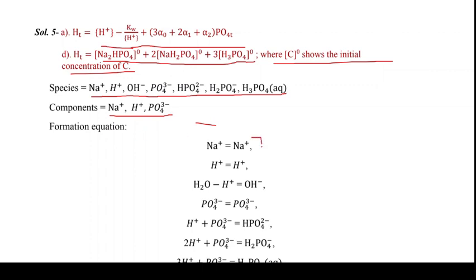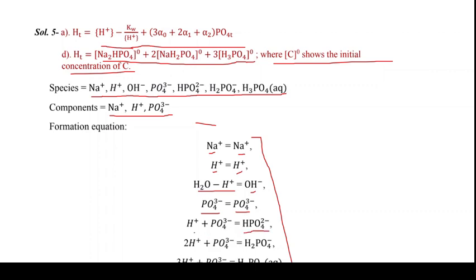So these are the formation equations. For making Na plus we need 1 Na, for H plus we need H plus. For OH, we need H2O minus H plus. This is in bulk, so only minus H plus will be used in the equation. For making PO4 3 negative, we need 1 PO4 3 negative.